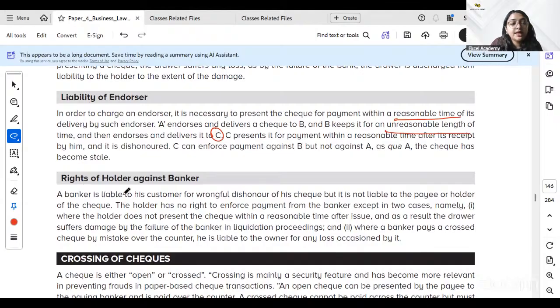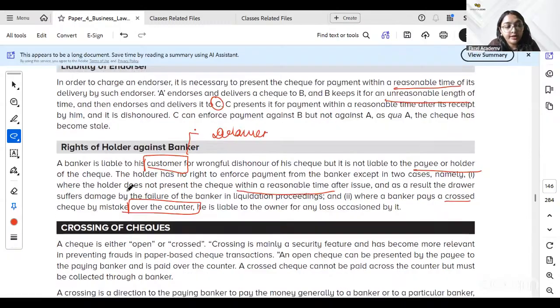Rights of the holder against the banker: a banker is liable to his customer for wrongful dishonor of his check, but is not liable to the payee or the holder. Why? Because who is the customer in this case? The customer is going to be the drawer, in your prima facie cases. The holder has no right to enforce payment from the banker except in two cases: where the holder himself does not present a check within a reasonable amount of time, or where a banker pays a crossed check over the counter. Do you think crossed checks are allowed to be paid over the counter? No, it is only to the specified bank account.